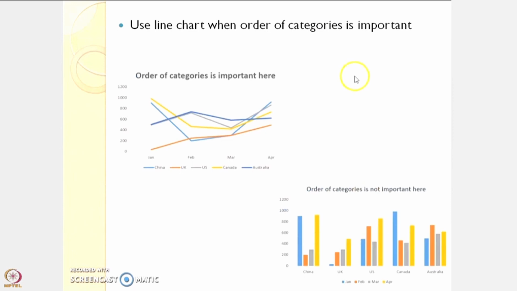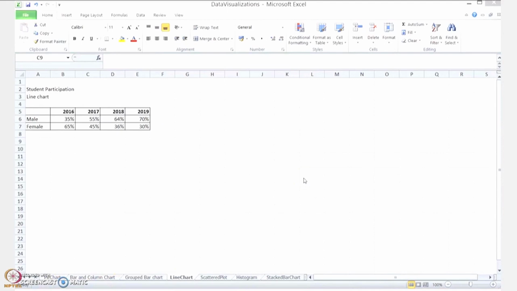Also use line chart when order of categories is important. Like you can see in this, the order of categories of this respective product is important over here rather than in a bar chart. Let's see how to construct line chart.